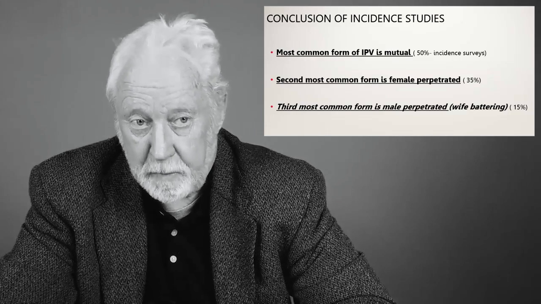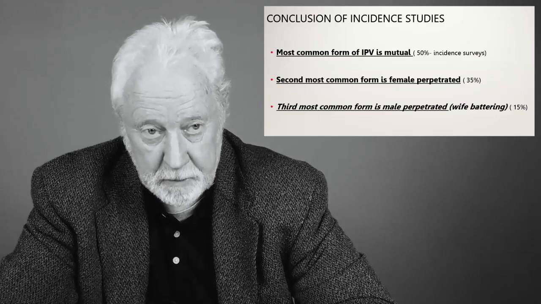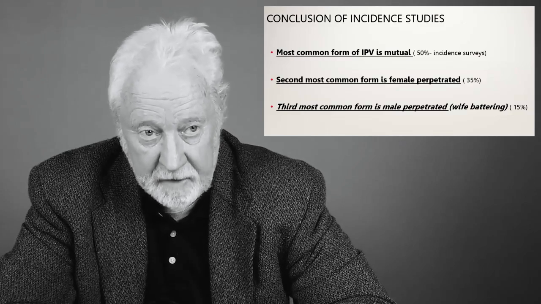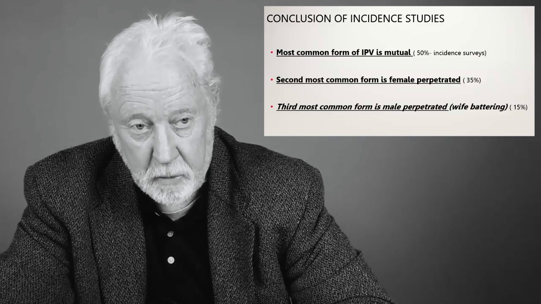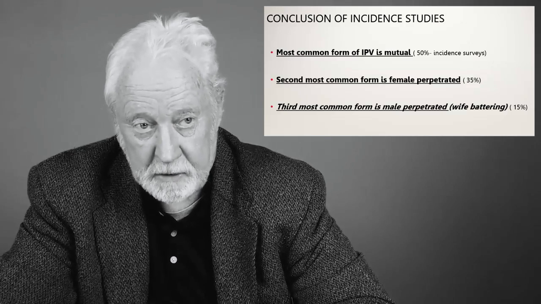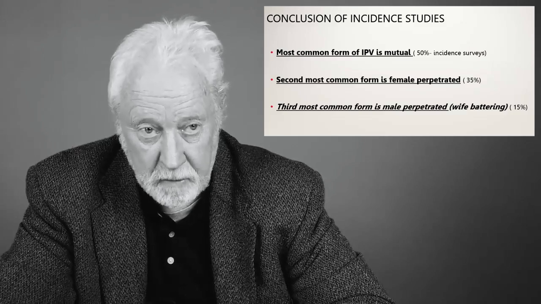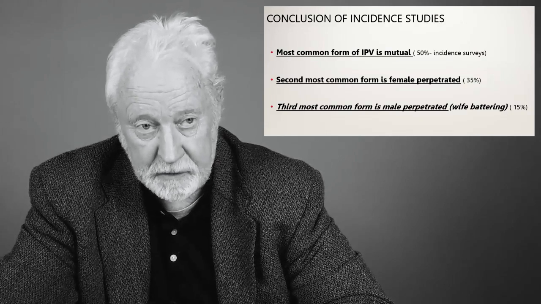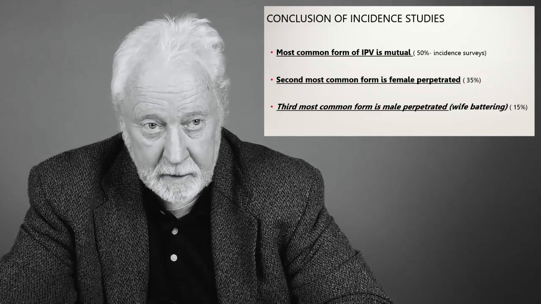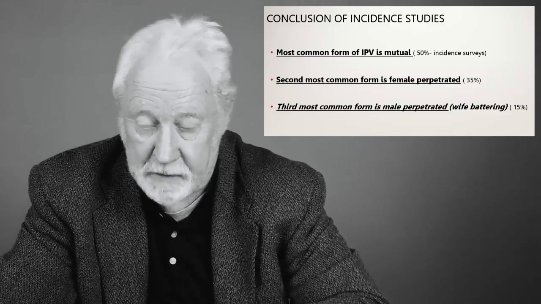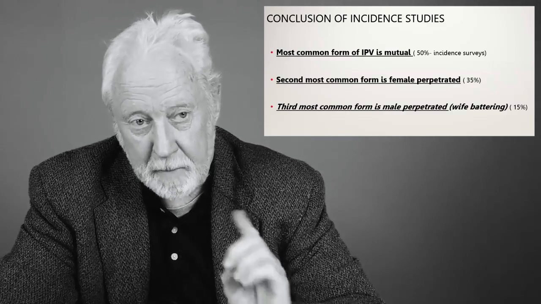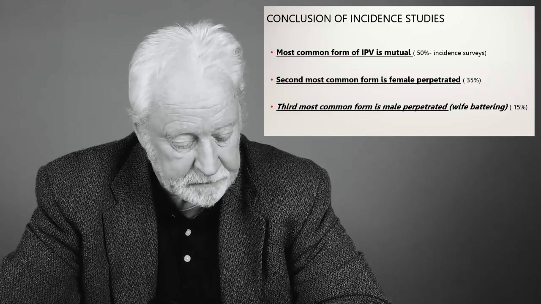The second most frequent pattern of domestic violence is female-perpetrated domestic violence, about 35% of domestic violence reports. The third most frequent is male-perpetrated domestic violence. That's about 15% of all the reports. In other words, the so-called wife battering cases are a distant third when we look at the whole panoply of domestic violence patterns that we can get. And I'm going to come back to this in a minute and how it pertains to the police.